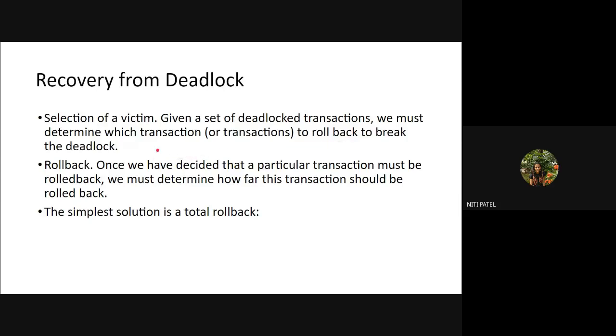Okay. And once we identify कि वो transaction के वजह से deadlock हुआ है, what do we do? We perform a total rollback. What is a total rollback? We make that transaction restart again from the beginning. And because of that we break the cycle and we break the deadlock.